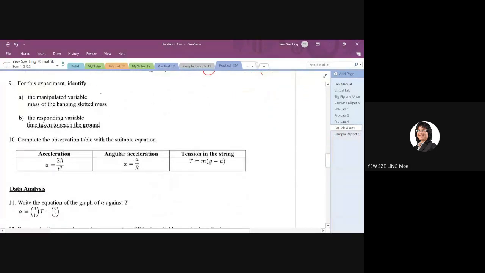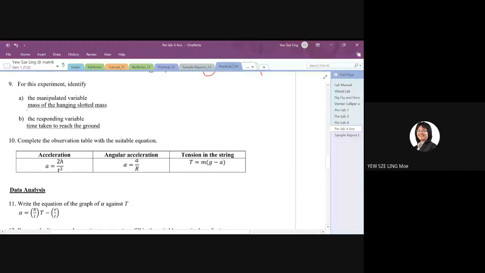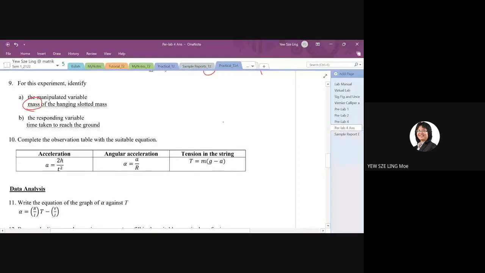So for this experiment, identify the manipulated variable. Because you are changing the mass, the mass of the hanging slotted mass, that is your manipulated variable. You control the mass of the falling object. And for the responding variable, you record the time taken.